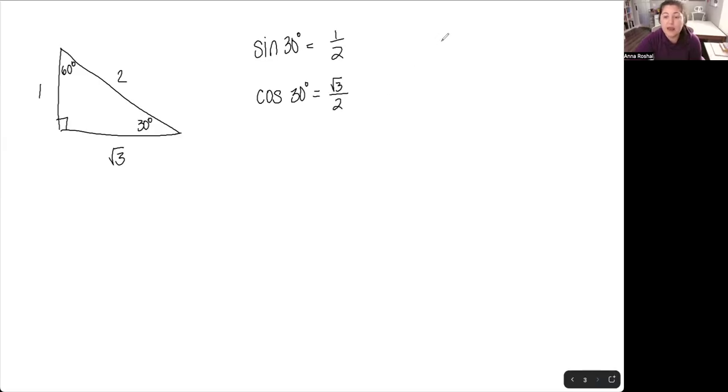2. If I want to look for sine of 60, I'm actually going to go adjacent. Sorry, no, sine is opposite. So √3 over 2. And cosine of 60 is adjacent, which is 1/2. One thing that you're going to notice is that sine of 30 and cosine of 60 are exactly the same. So we're going to use these two types of fractions interchangeably.